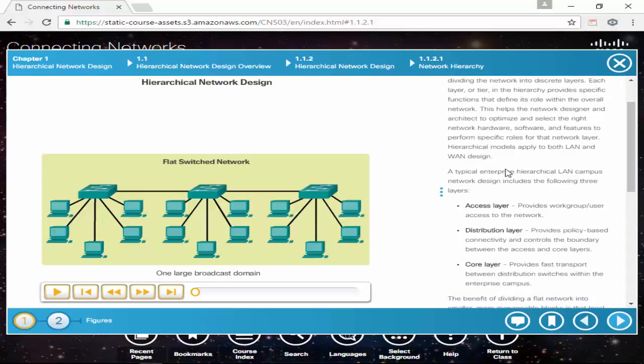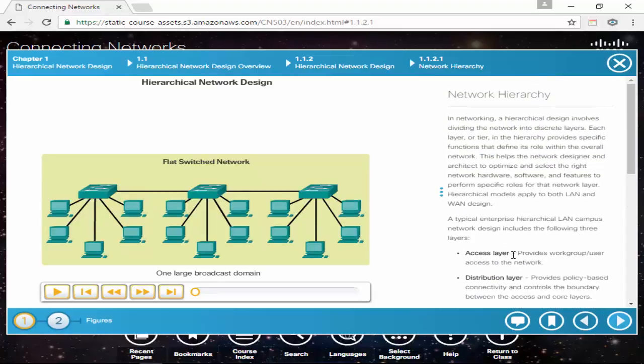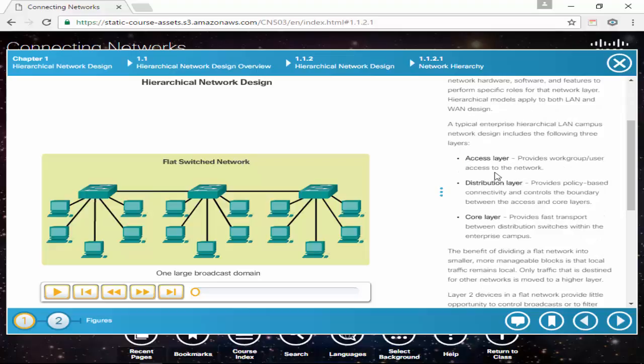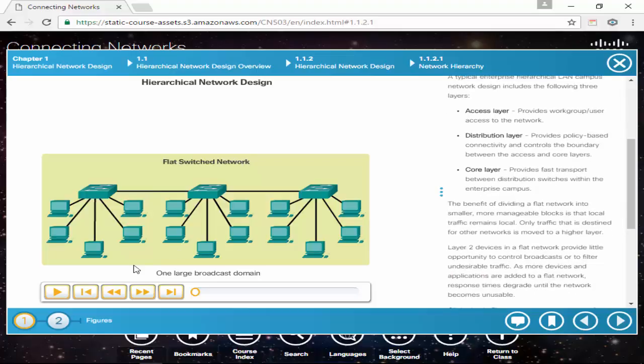Alright, so we go back to our layer design where we have access, right? So this is where our endpoints are, provides workgroup user access to the network. Distribution provides policy-based connectivity and controls the boundary between the access and core layers, and then the core layer just provides fast transport between distribution switches within the enterprise campus. Alright, so if we don't have that, we have this flat thing.